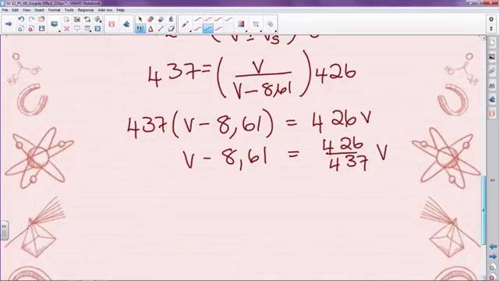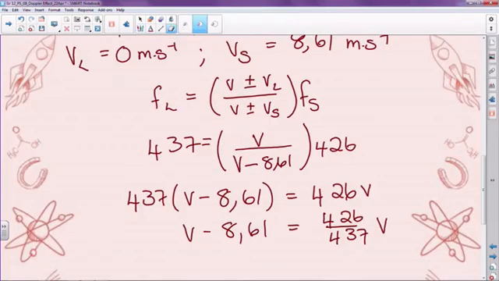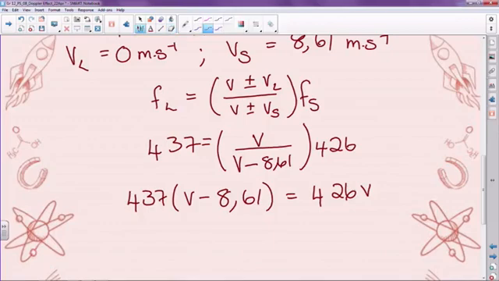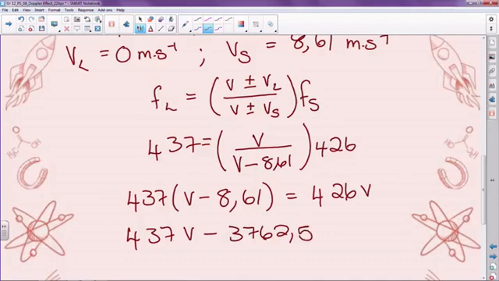Well, that's one way to do it, I suppose. And then, in fact, that's not how I did it in my memo. I don't know what I was thinking. Let's not do it that way. Let's multiply it in. Can you see it doesn't actually matter? I just want to show you another way. So we multiply the 437 in. So we're going to have 437V minus 3762,57 equals 426V. I like to get rid of fractions as quickly as possible.